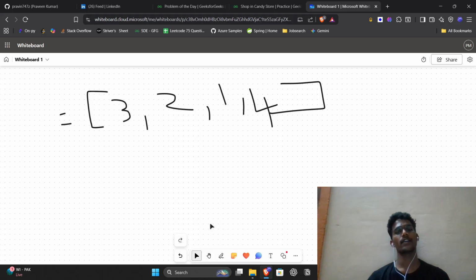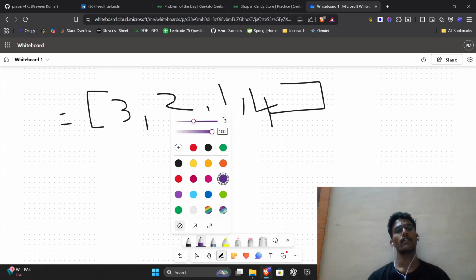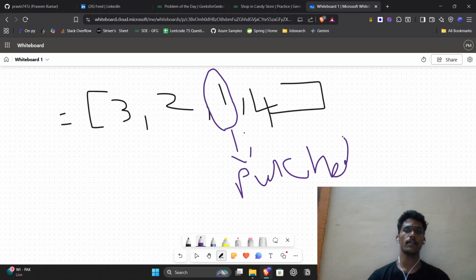Okay, let's try to work on solving the minimum cost required to collect all these candies. Step one, I would try to find the candy which is the cheapest one. Here, one is the cheapest candy compared to the others, so I purchase this one. And for this test case, I'm so sorry, I forgot to write down the K value. Here K equals 2.